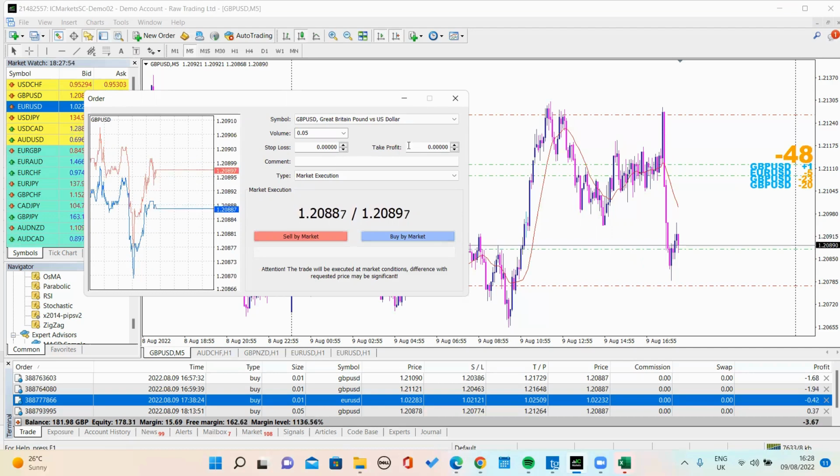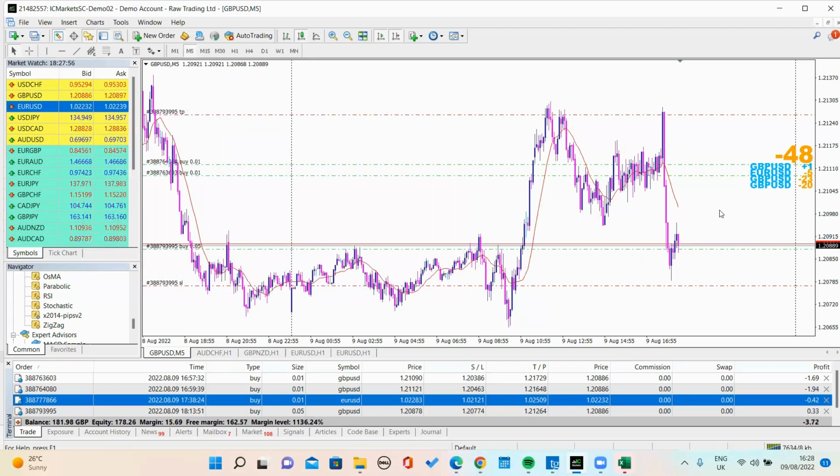Now we're going to put it into real life on a chart. I've already got orders in from another video, so we're just going to stick with the ones that I've got in. As you can see, I've got a buy here, I've got my stop loss here, my take profit, sorry, is up here.